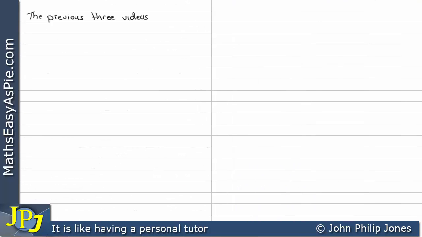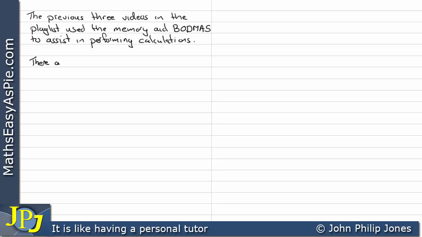The previous 3 videos in the playlist used the memory aid BODMAS to assist in performing calculations. There are many other examples of memory aids that assist with the same process of performing calculations in mathematics to ensure that the correct order of operations take place. So, for example, you do division before addition and so on.